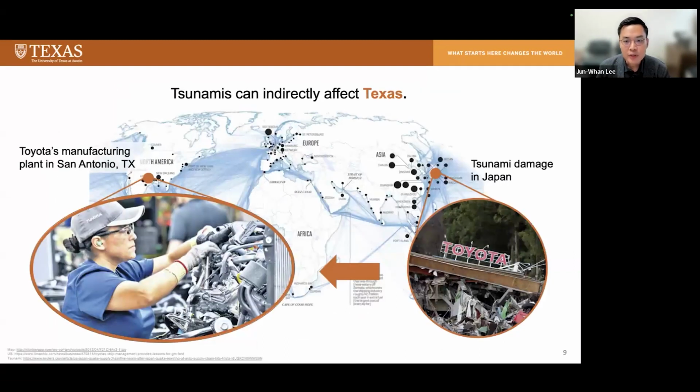And someone might wonder why we need to study tsunamis in Texas. So yes, Texas has very low chance of tsunami damage because it is quite far from the global subduction zones where large earthquakes usually occur. However, tsunamis can indirectly affect Texas by interrupting the global supply chain system. For example, when the 2011 Tohoku tsunami occurred, the tsunami damage in Japan created a domino-like cascade impact on the car manufacturing industry of the United States.